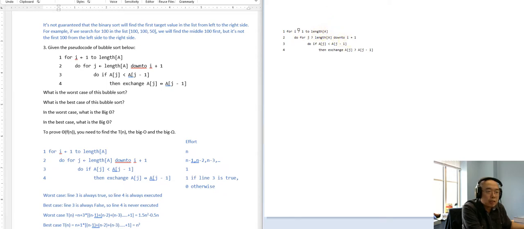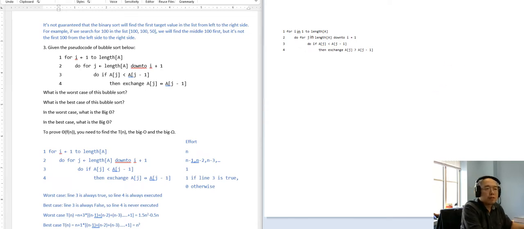I'm gonna erase a question mark because it is really an i in here. So for i in 1 to the length, and for j in length down to i. Okay, so I'm gonna just fix it a little bit, and then I'm gonna try to visit each line and try to figure out how many runs the code will be executed.